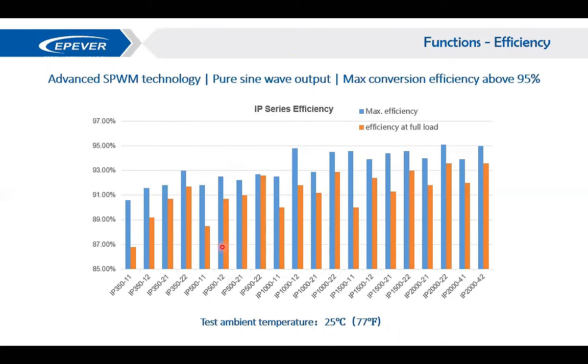This efficiency figure will vary according to how much power is being used at the time, and high efficiency generally comes with greater power usage. So if we draw a regression line through these points, we'll find that there is a positive correlation between the power and the efficiency, and as the power increases, the efficiency also increases. So normally the efficiency of the EPEVER iPower series is higher than 85%. However, it can reach up to 95%, which is the maximum efficiency for the IP2042.